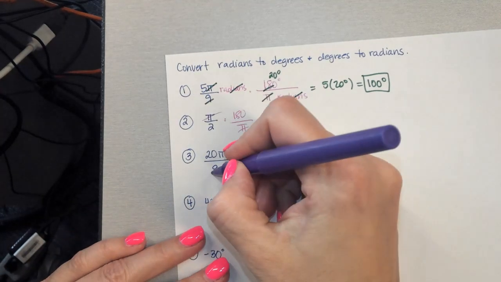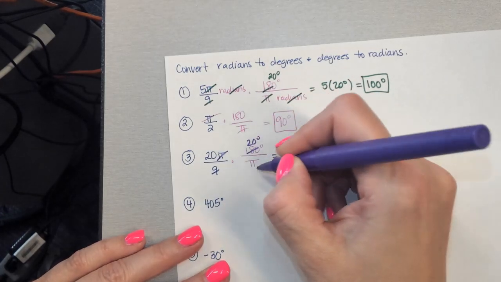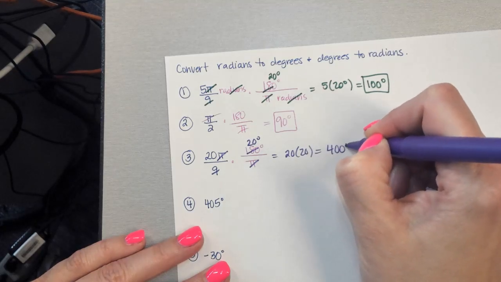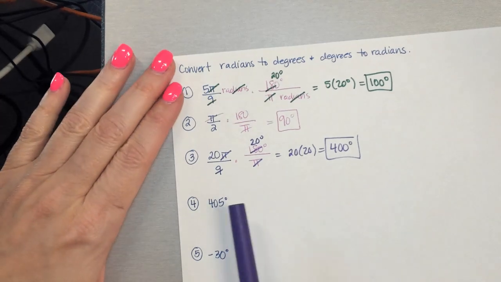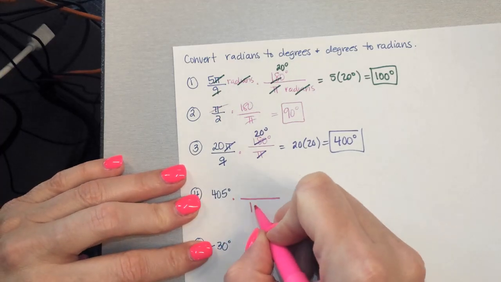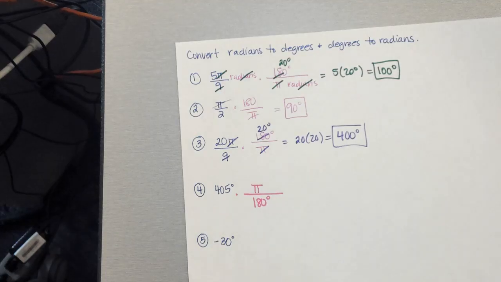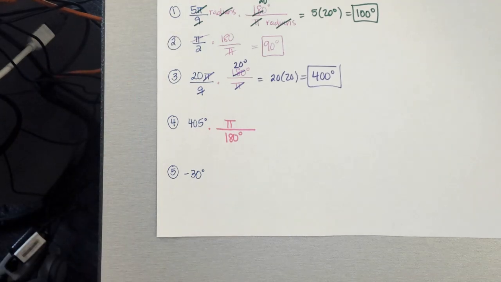So we said that 180 divided by 9 was 20. Okay, the pi's are going to cancel. 20 times 20 is going to be 400. Okay, now when you get to the degrees, you want the degree to cancel out with the degree. So now we put the 180 on the bottom, the pi on the top. Brooke, what do we know about 40 and 180? They're both divisible by 5, so let's divide those by 5. That's where I would start.